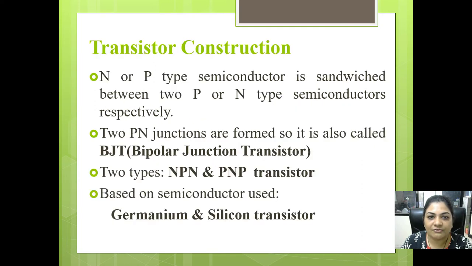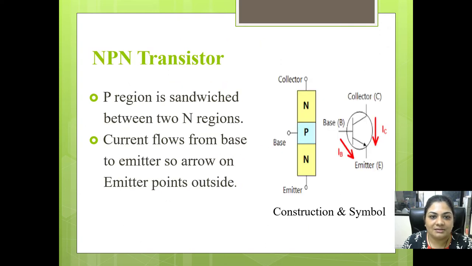What is the construction of a transistor? N or P type semiconductor is sandwiched between 2 P or N type semiconductors respectively. Hence, you can see there are 2 PN junctions forming, which is called a bipolar junction transistor. So 2 types of transistors are constructed, NPN and PNP type. Also, transistors are classified based on the semiconductor material used, that is germanium and silicon transistors.